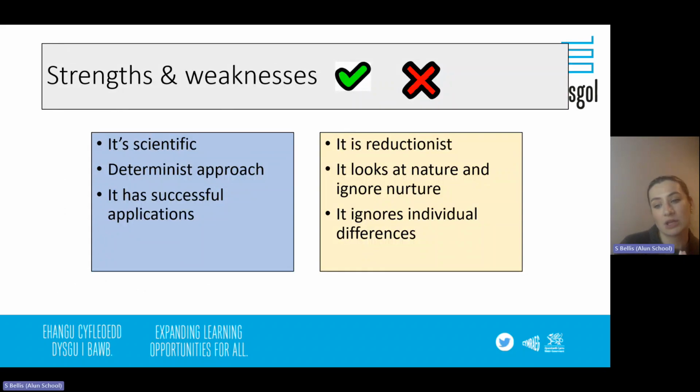Okay, so looking at the biological approach then, we've got two lists here. We've got our strengths and we've got our weaknesses. So the strengths of the biological approach are that it's scientific, that it's determinist, and that it has successful applications. And the negatives are that it's reductionist, that it looks at nature and doesn't look at nurture, and that it ignores individual differences. So I'm going to talk you through each one of those, and then we're going to have a go at putting one of them into an essay style paragraph.